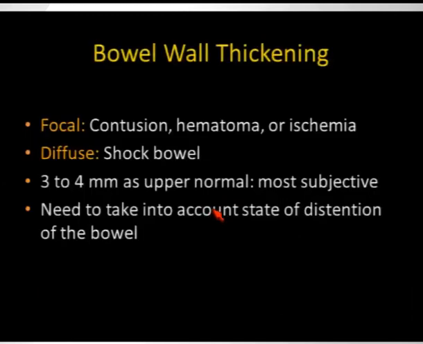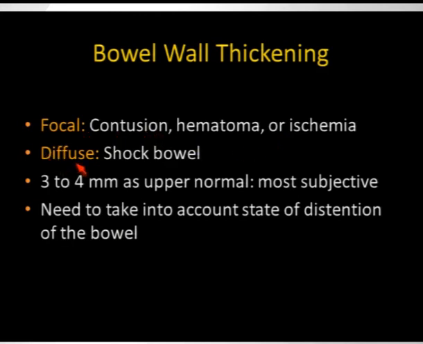anterior abdominal wall. Let's move on to discuss another very important finding, bowel wall thickening. It is significant if found to be focal, and it could represent either a contusion, a hematoma, or focal ischemia. All of these are surgical lesions. The patient needs a segmental resection and primary anastomosis in the vast majority of small bowel injuries.